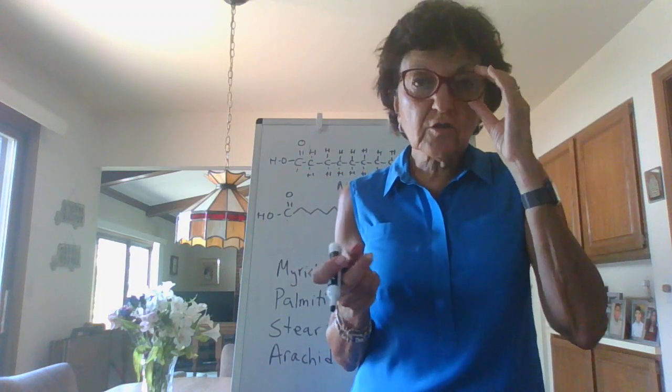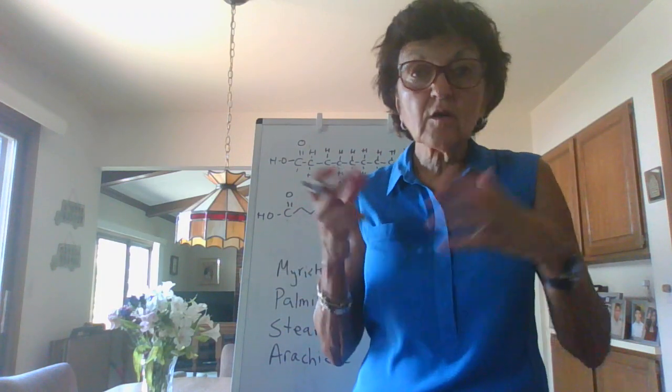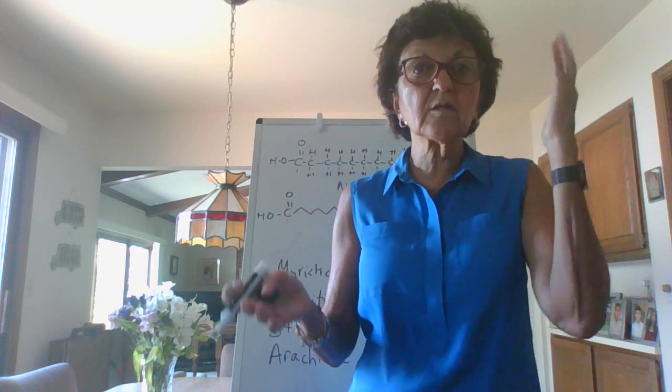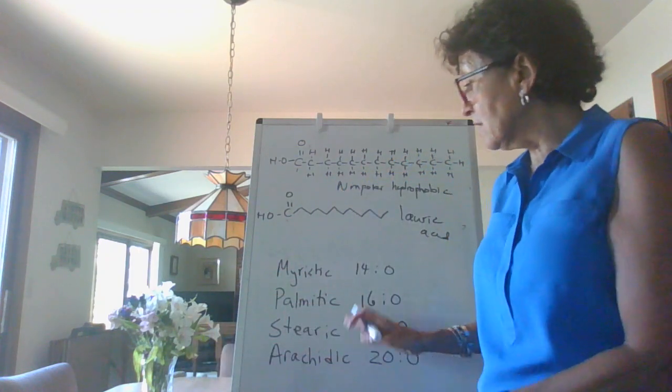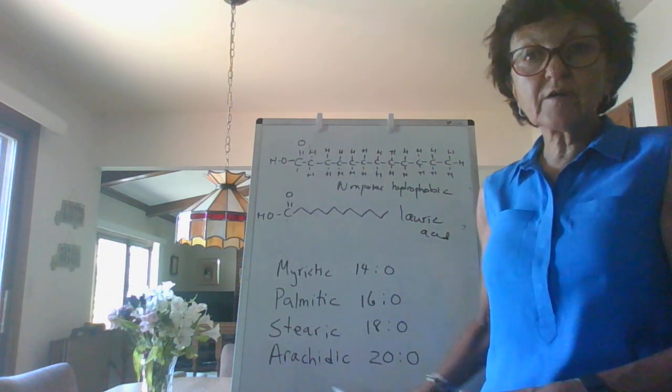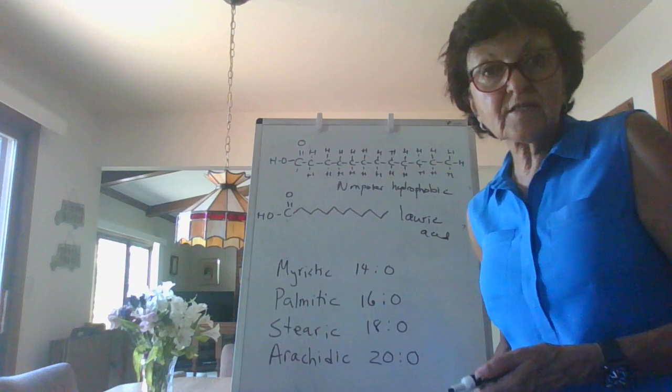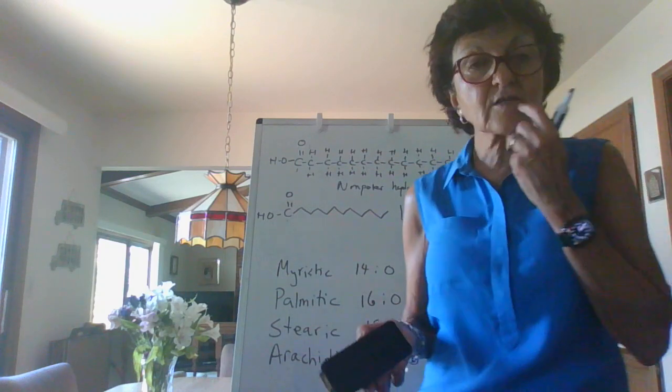And what you'll have to do is recognize which fatty acid I've got. If it's going to be 12 carbons, it'll be lauric. If it's 16 carbons, it's palmitic. If it's got 20 carbons, it's arachidic. So those are the saturated fatty acids I need you guys to know.